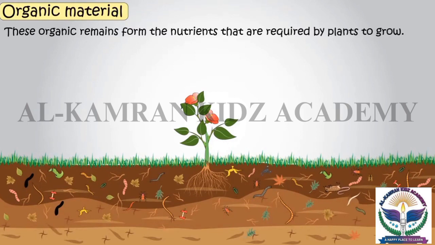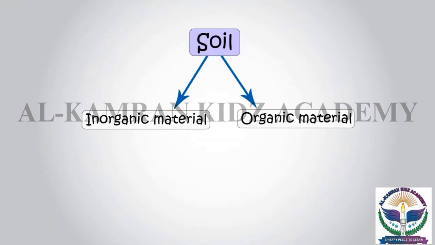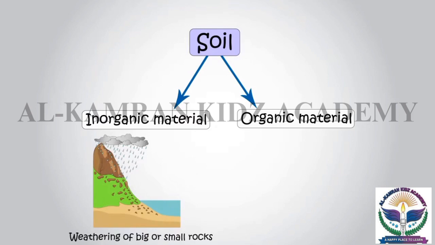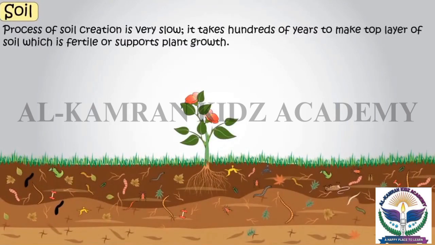So kids, soil is a mix of organic and inorganic material, and is mainly formed by weathering of big or small rocks and decaying of dead plants and animal remains. The process of soil creation is very, very slow. It takes hundreds of years to make the top layer of soil, which is fertile or supports plant growth.